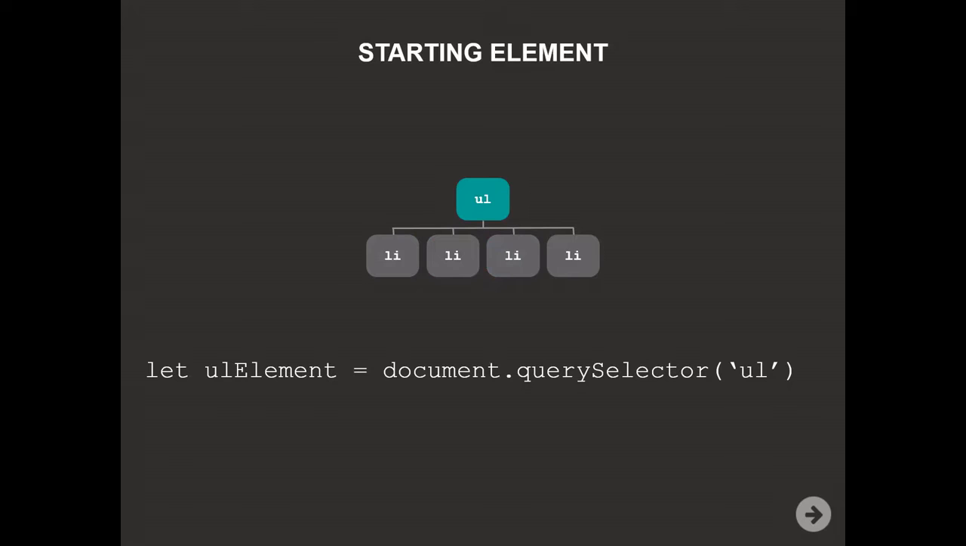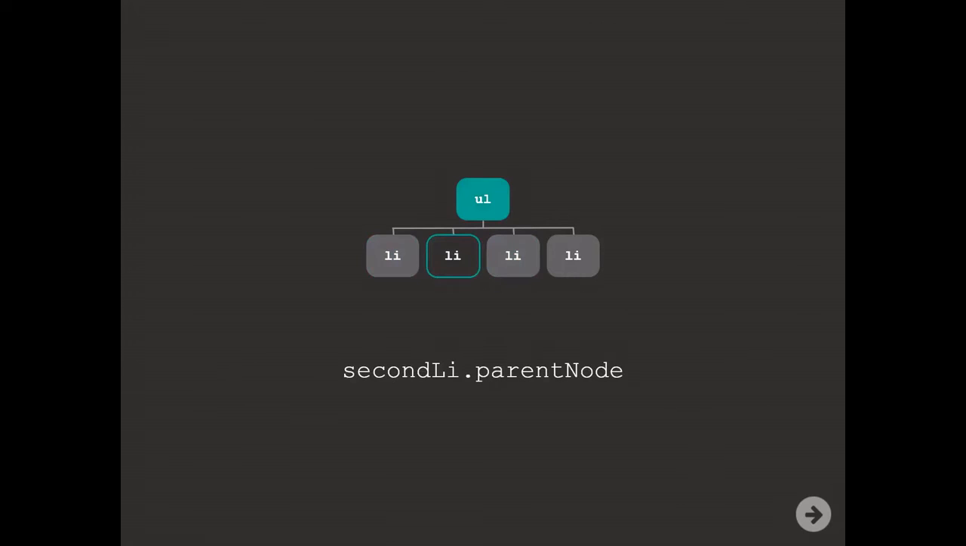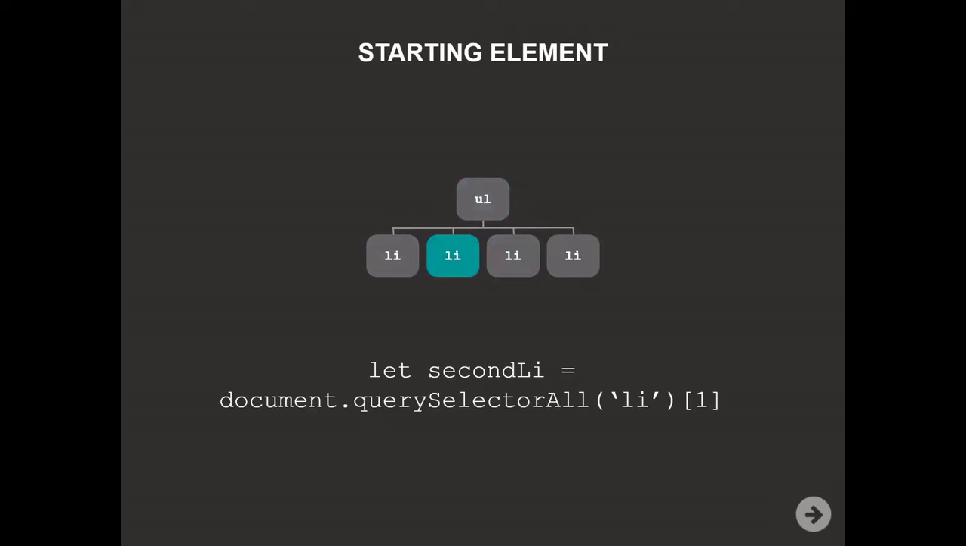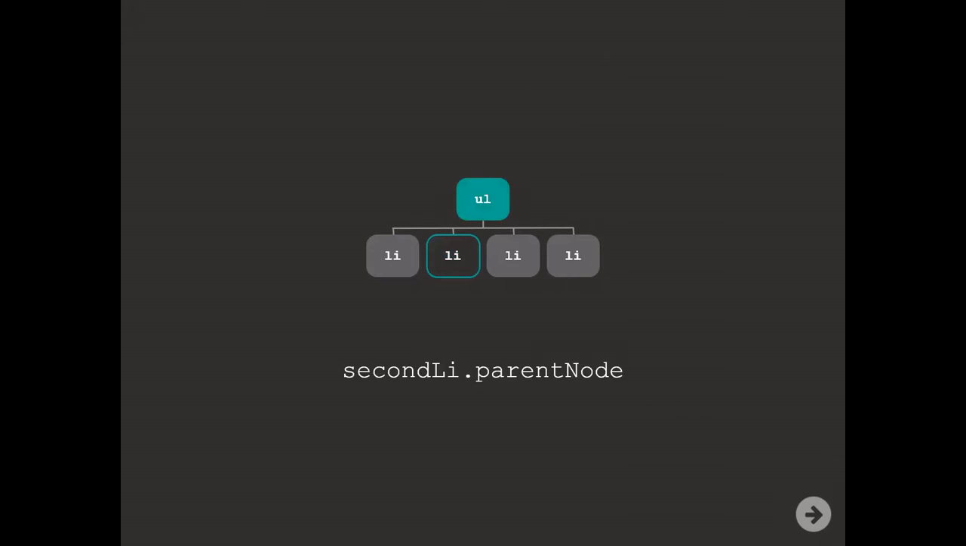So the second Li is the second Li element, right? We started here, so we have the second Li element, an object that points to this particular node. Now this has a property called parentNode. That refers to the container of it, which in that case is the UL.